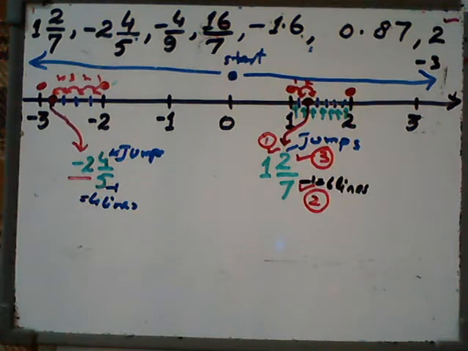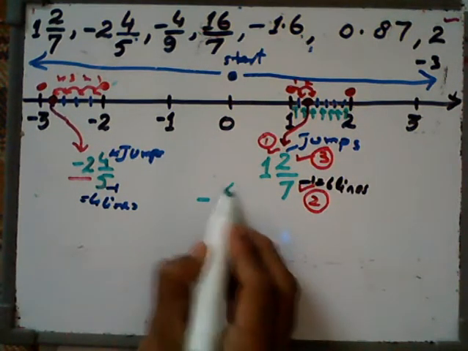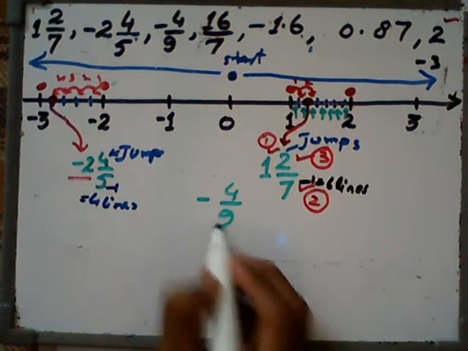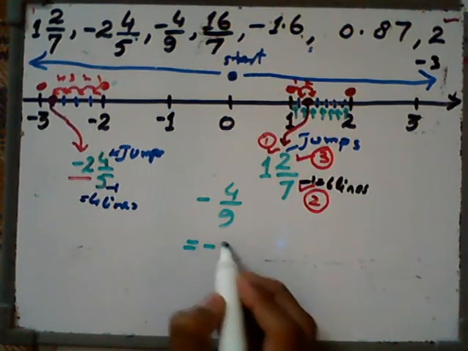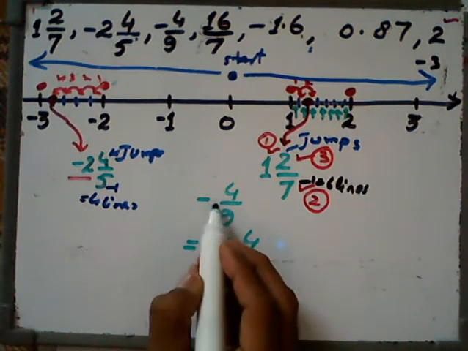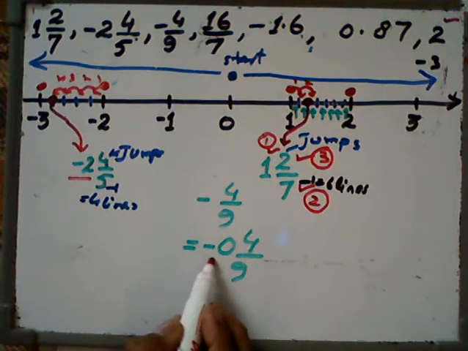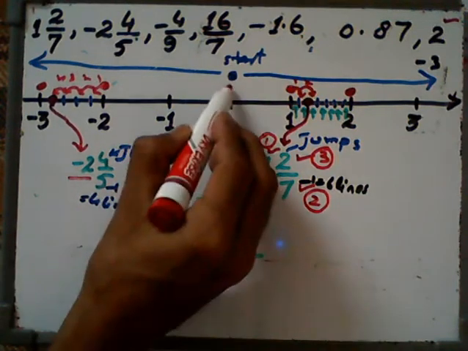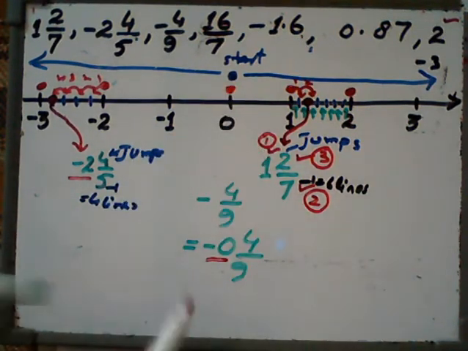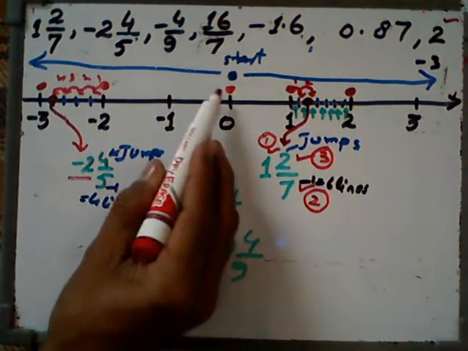Similarly, minus 4 by 9. Minus 4 by 9 has no whole number. So what does it mean? It means it has a whole number as 0, that is 0 whole 4 by 9. If there is no whole number, we'll be considering 0 as the whole number. So our starting point is 0, and this negative sign shows that we are moving towards the negative side.